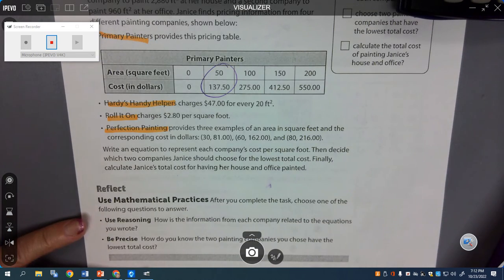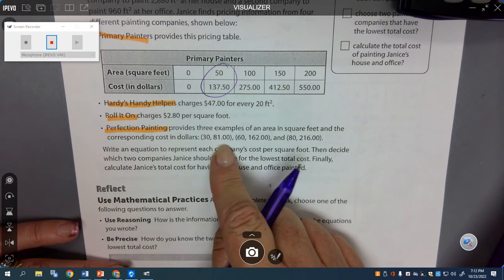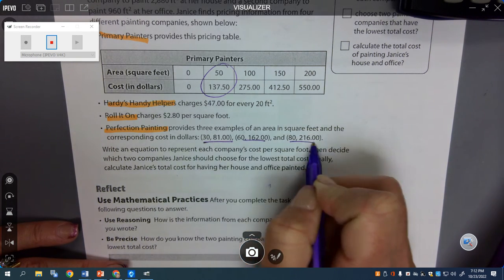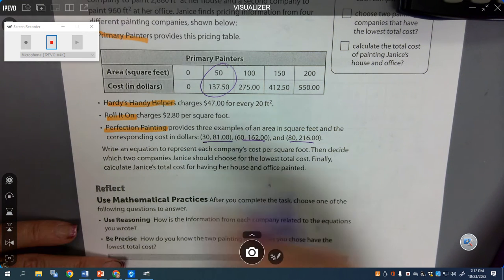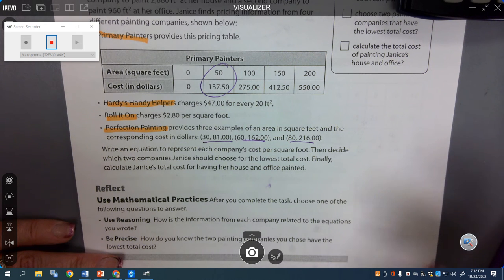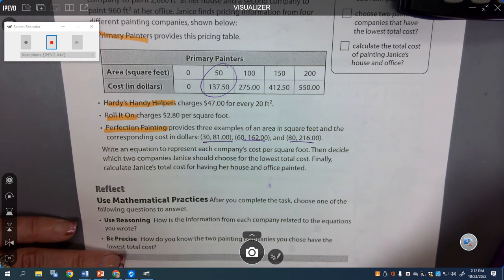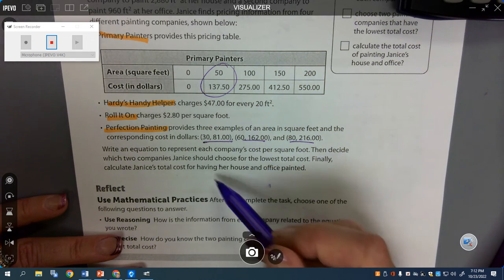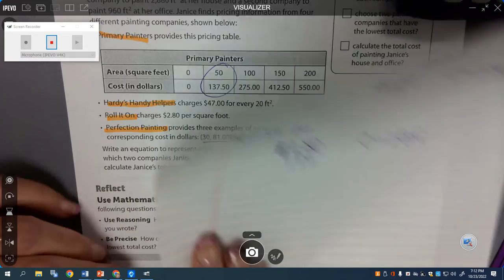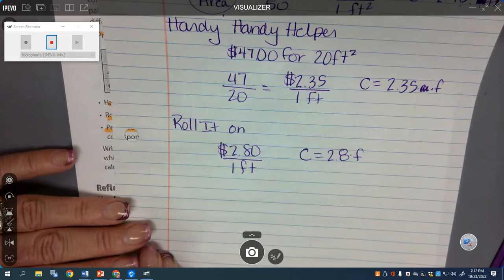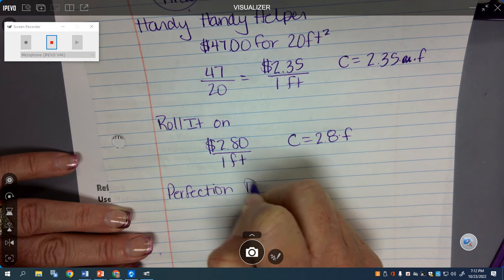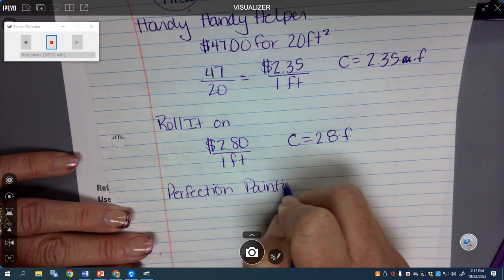And last but not least, oh boy, this is the first time you've seen it like this. These are all ordered pairs. So if we were to graph this, it would come out to be a proportional relationship. It goes $0 for 0 feet, and then it would go up by, that's what we're trying to figure out. Now, the one thing that I hope you remember is this. So Perfection Painting.